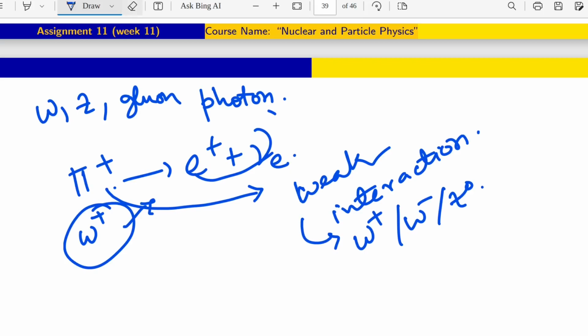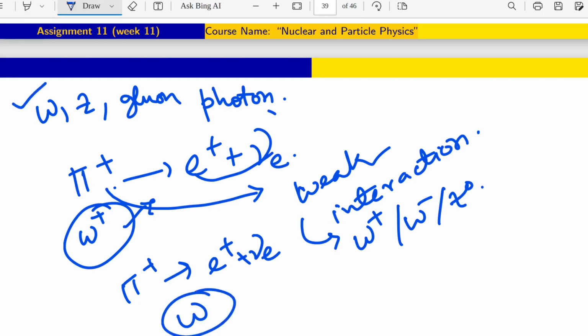So that means our process, pi plus going to E plus nu E, will be mediated by W boson. So the W option will be the correct one. Now Z, as I told you, will not be the correct one. Now coming to gluon and photon. Gluon participates in strong interaction, and it is not a strong interaction because a neutrino is present in this case. So gluon will not be the correct one.